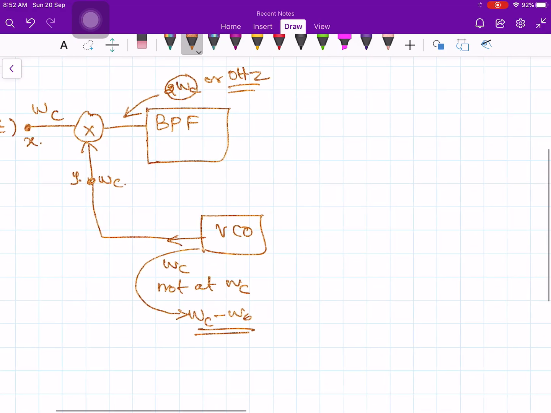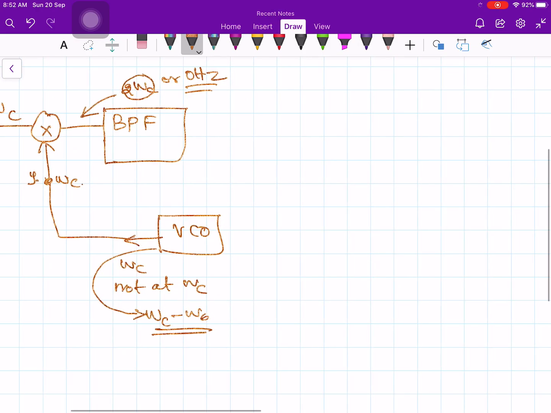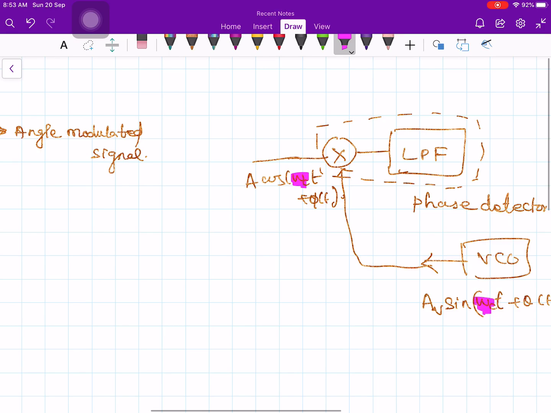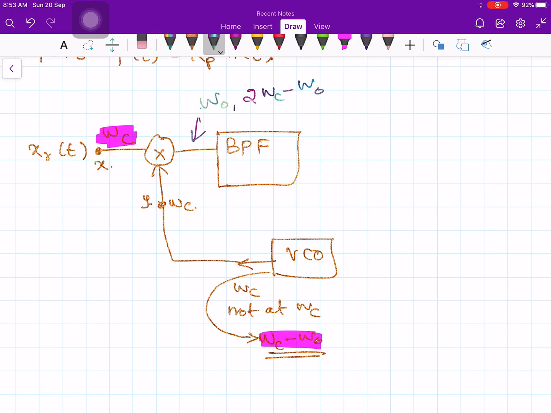Whereas in the previous case, in the phase locked loop, the carrier frequency and the output of the voltage controlled oscillator are the same under lock conditions. The carrier frequency is omega_c and the VCO output is also omega_c in the phase locked loop. But here in the frequency compressive feedback, the major difference is that the output of the voltage controlled oscillator is omega_c minus omega_0 and the input carrier frequency is omega_c. Therefore the difference will appear here: omega_0 will come, and then 2 omega_c minus omega_0 will come. Let us tune the band pass filter to omega_0. Therefore the output of my band pass filter will contain only omega_0. That means you are changing your carrier frequency from omega_c to some other carrier frequency omega_0.